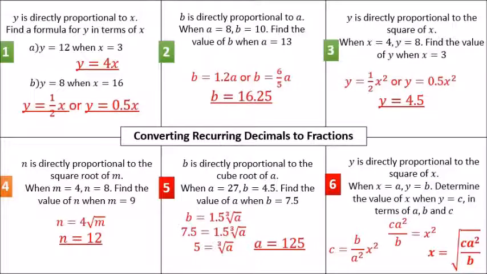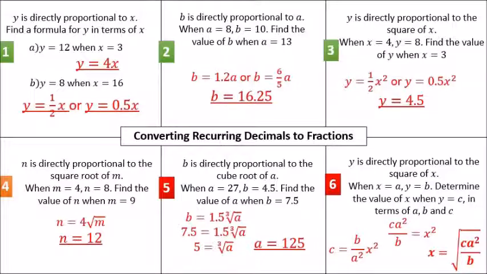For question 5, b is directly proportional to the cube root of a, so b equals k cube root a. We can use the specific case of a being 27 and b being 4.5 to find the value of k to be 1.5. So we get b is equal to 1.5 cube root a.